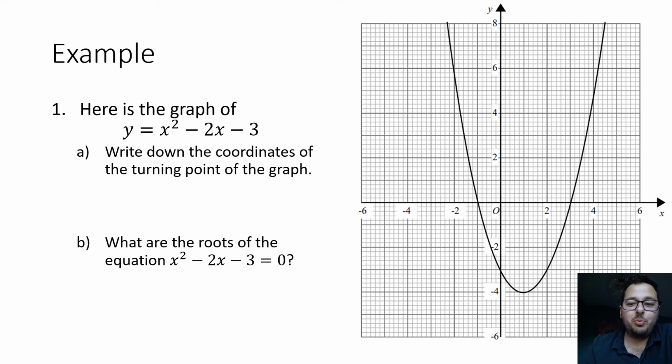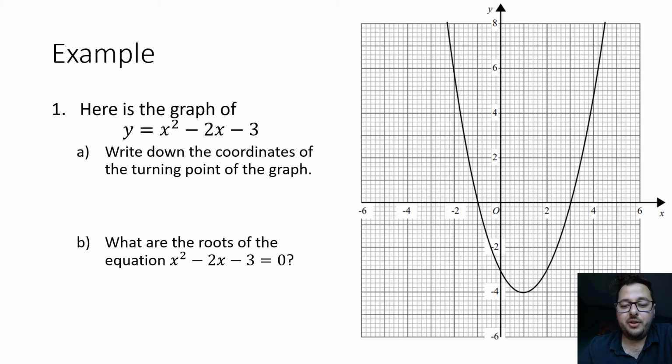Okay, so here are a couple of questions. Let's start off with this one. Feel free to pause the video and have a go yourself. Otherwise, we'll do it together. Okay, so here is the graph of y equals x squared minus 2x minus 3. And the first bit says write down the coordinates of the turning point of the graph.